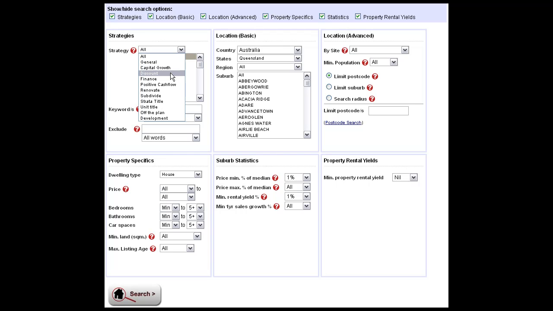So let's have a look at an example. Let's have a look at positive cash flow. If we were to search for positive cash flow real estate, the types of keywords or phrases that an agent is going to advertise in the description are going to be things around yield, things around cash flow, things around double income, dual income, granny flat, high cash flow, high income, positive cash flow, that kind of stuff.